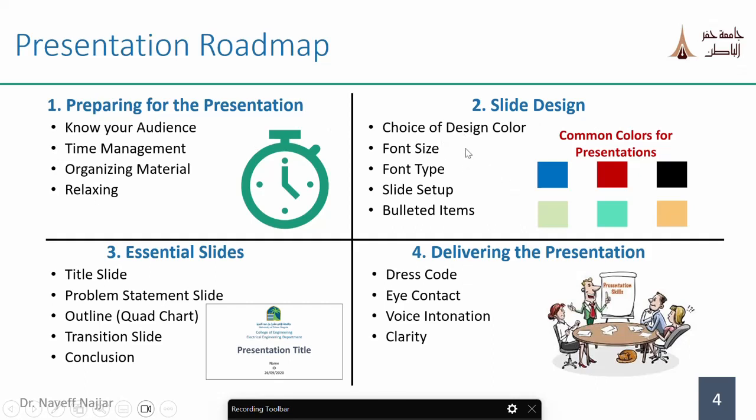Colors are important, but don't use weird colors. Some colors are not visible on the screen, so you need to think about this as well. Font size needs to be as large as possible. Each slide should have bullets and figures. Bulleted items have to be far from each other, so you should have some space between bullets. In each presentation, you should have a title slide, state your objective, have an outline slide, a transition slide, and the conclusion. These slides are essential. They have to be in your presentation.